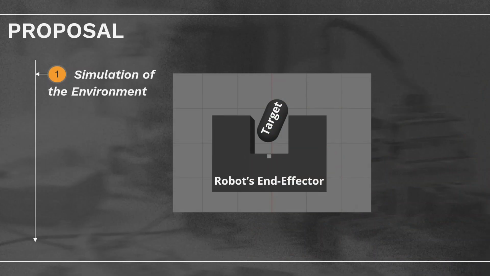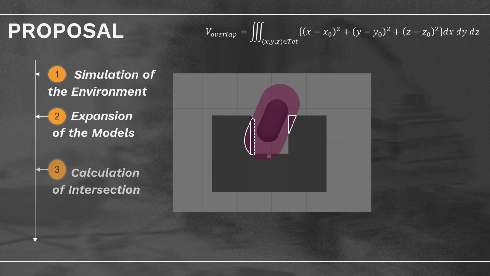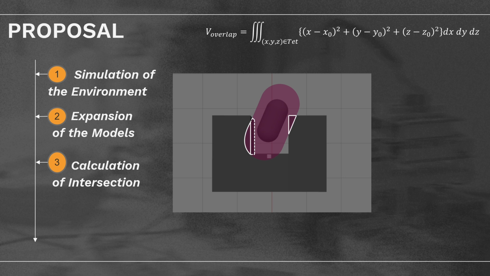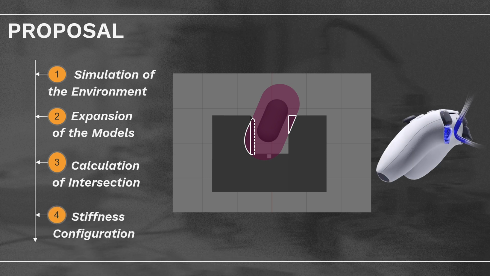To enhance the user's awareness of the robot's interaction with the environment, we start with a simulation of the environment in which the robot operates and a model of the surrounding objects. The object's volume is enlarged in the simulation. The intersection volume between end-effector and the virtually enlarged objects is calculated. We use a low-complexity geometrical approach. Based on this value, the stiffness of the controller's buttons are set.